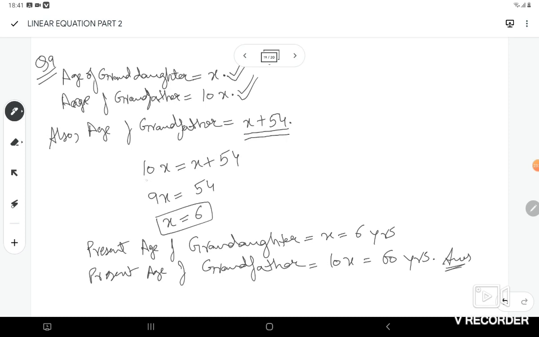Now according to the question, it says 10x is equal to x plus 54. Both are age of grandfather. Now 9x is equal to 54 and x comes out to be equal to 6. So present age of granddaughter is equal to x, that is equal to 6 years, and present age of grandfather is equal to 10x, so it comes out to be 10 into 6 equal to 60 years.